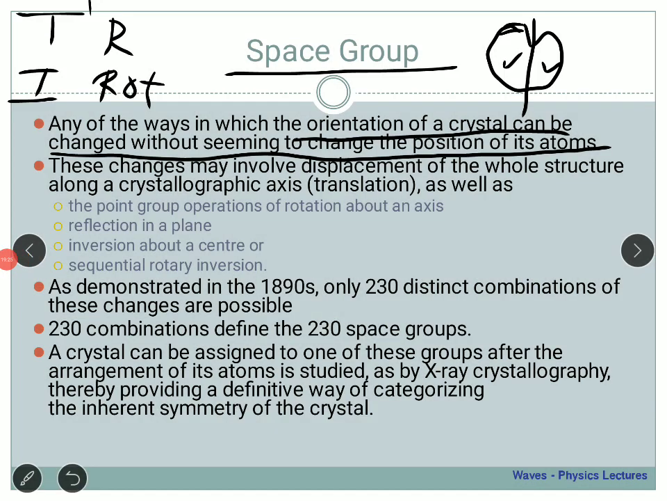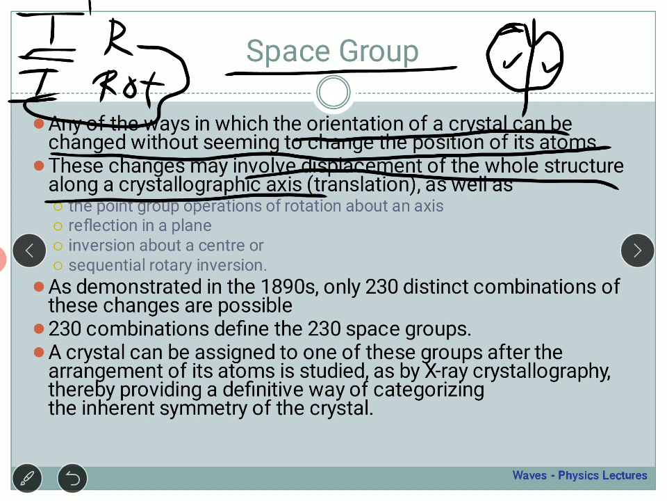This translation is because of the lattice points. But reflection, rotation, and inversion can be done for the entire system. These changes may involve displacement of the whole structure along a crystallographic axis, and the point group operation. So basically reflection, rotation and inversion are all point group operations: rotation about an axis, reflection in a plane, inversion about a center, and sequential rotary inversion.